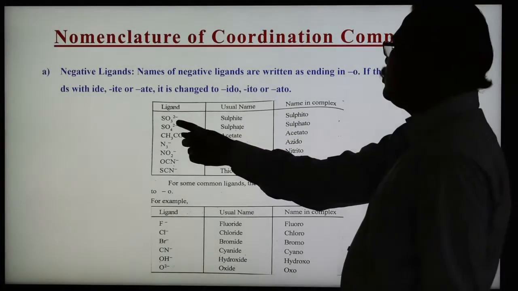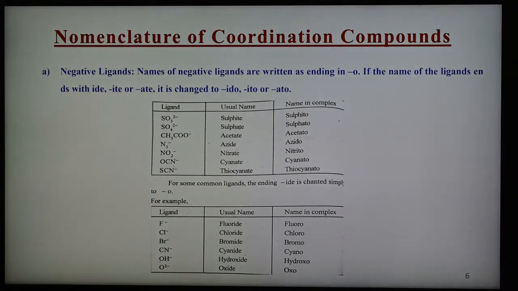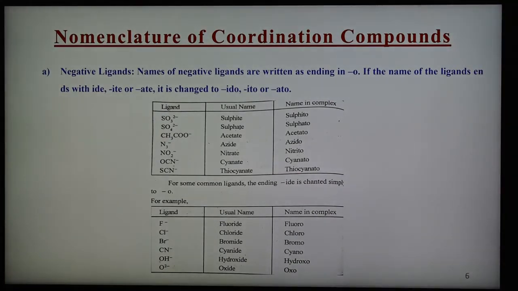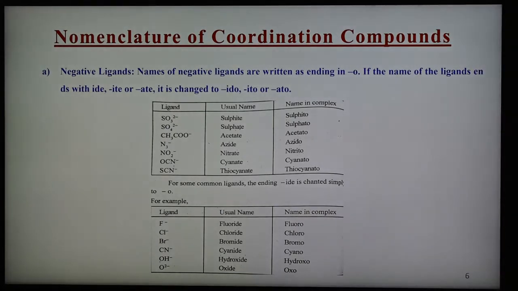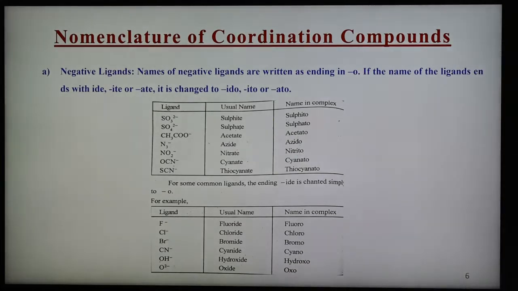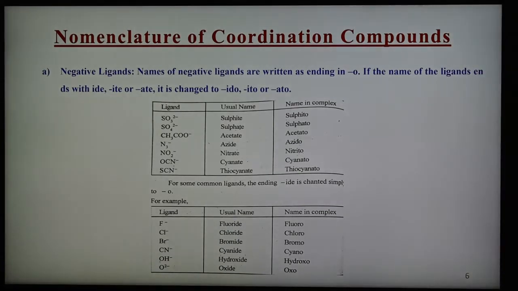Suppose this SO3 2 minus, sulfite. So sulfito, we have to write the name in the complex. Sulfate, sulfato. Acetate, acetato. Azide, azido. Nitrite, nitrito. Cyanate, cyanato. Thiocyanate, thiocyanato. Some common ligands are also there; the ending IDE is changed simply to O. For example, F minus is fluoride, so fluoro, chloro, bromo, cyano, hydroxo, oxo. In this way we can write the name in the complex.